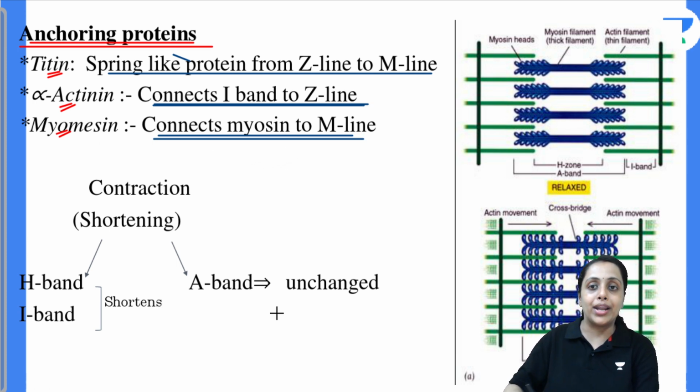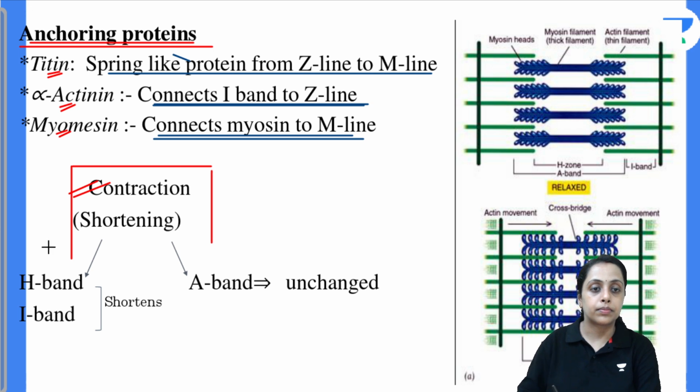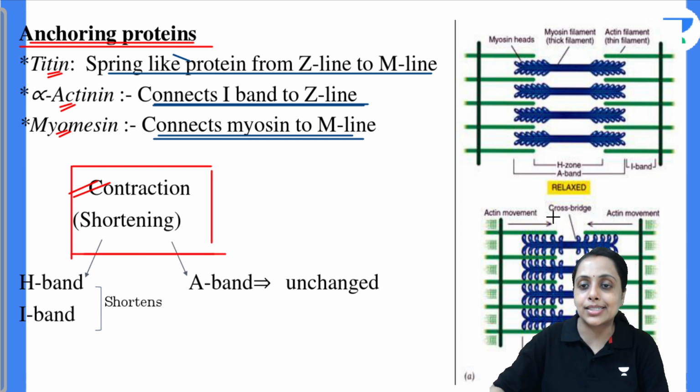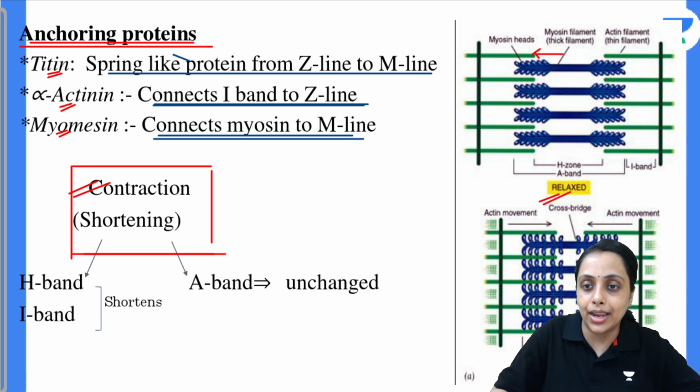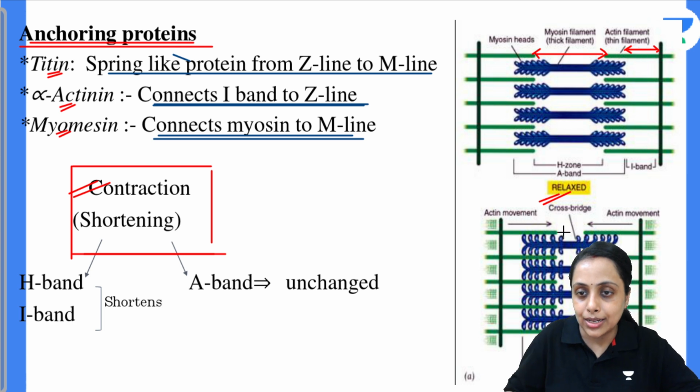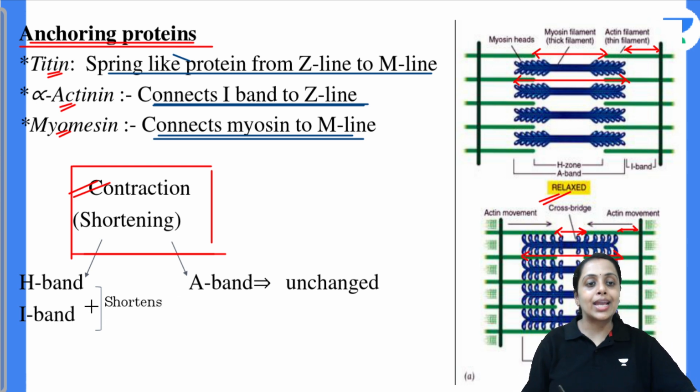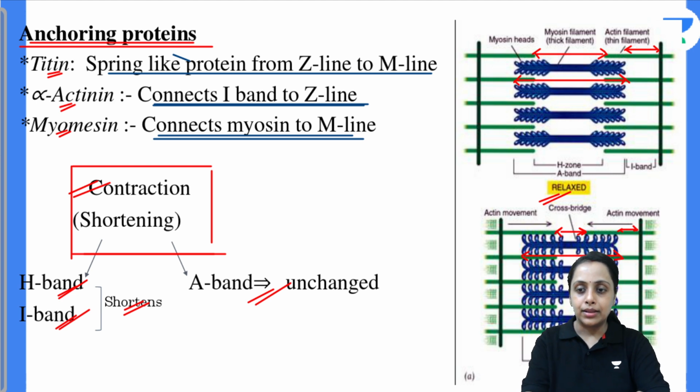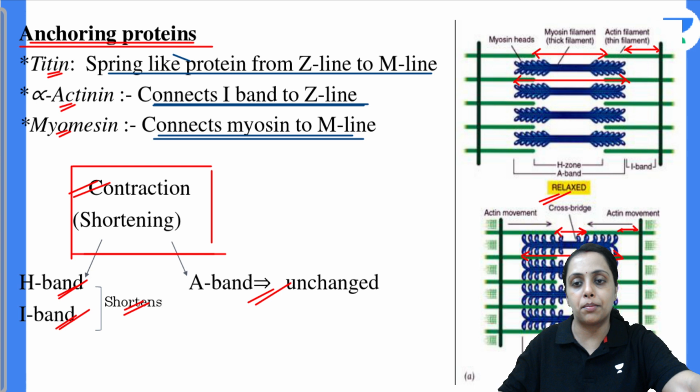Now coming to the next important point, what happens during muscular contraction, kya hoga? So see, this is the relaxed muscle. In relaxed muscle, this is our H band. Okay, this is our I band. And in this contracted state, we are seeing this H band shorten and this I band shorten, while this A band remains the same. So we can say during contraction, H band and I band shorten while A band remains unchanged. Is this clear? So this point is very, very important. Do remember, everybody.